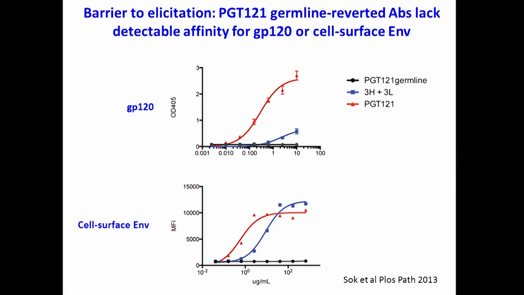And another barrier to elicitation of PGT121 is that, as with most broadly neutralizing antibodies, when you revert them to germline, they lack any detectable affinity for either GP120, in this case, the black line here, or to cell surface expressed envelope. But we're a protein engineering lab, so this is the type of problem we're pretty good at solving. And so we thought we could design a version of the trimer that would bind to the germline.